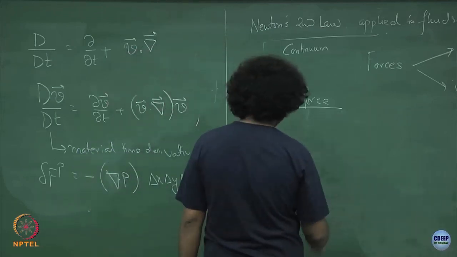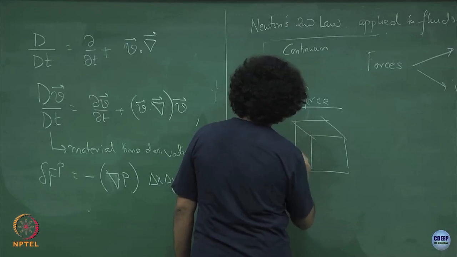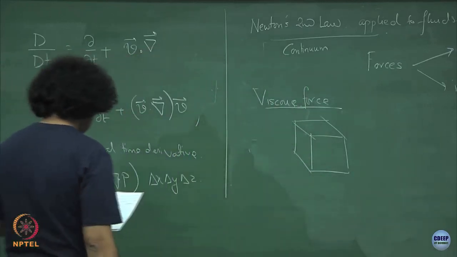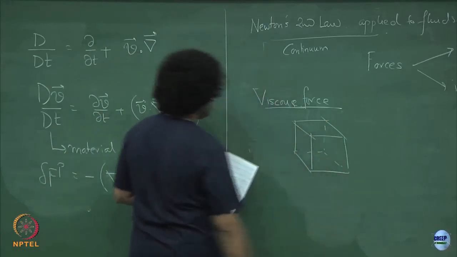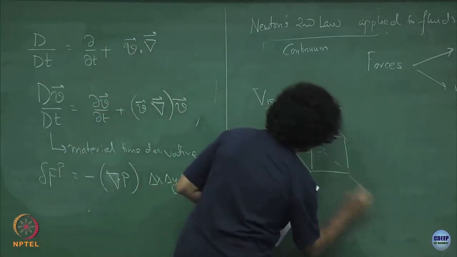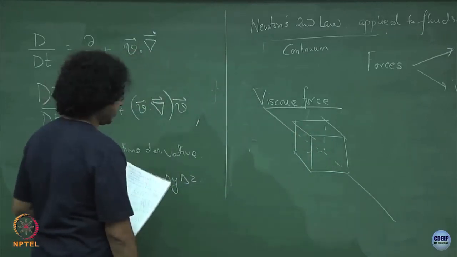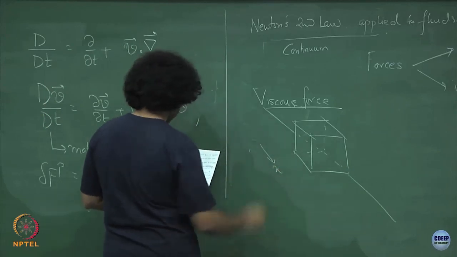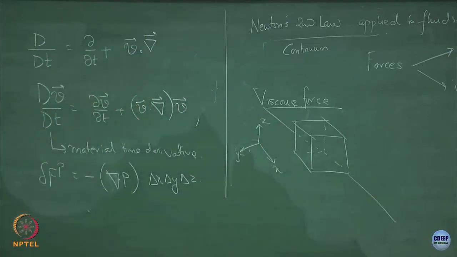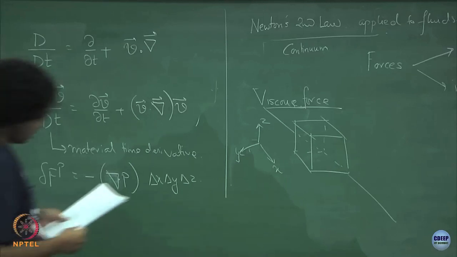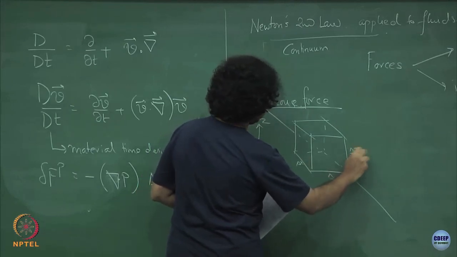Let me again draw that fluid parcel. Let's say that is my x axis, this is my y axis, and that is my z axis. And remember that the sides are delta x, delta y, and delta z. So that's the cube that I have chosen.